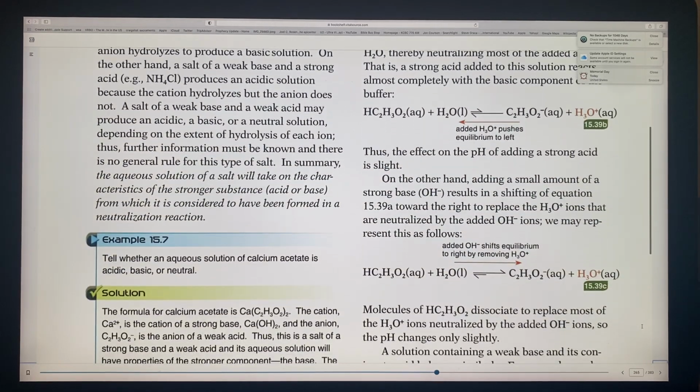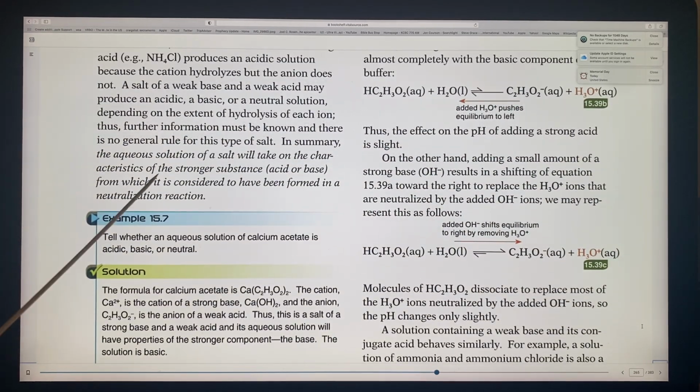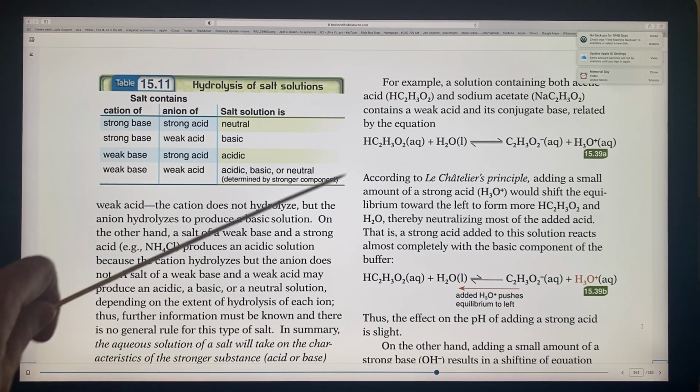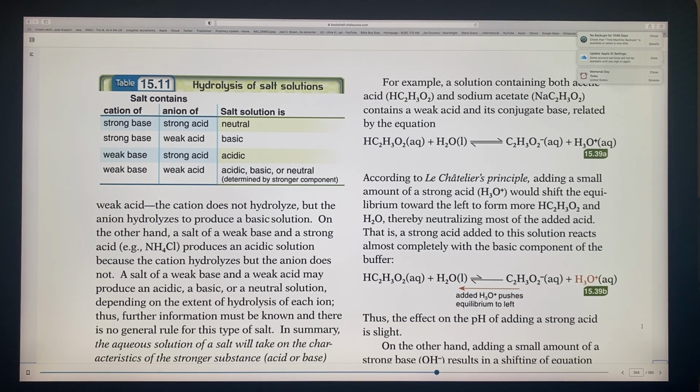In summary, the aqueous solution of a salt will take on the characteristics of the stronger substance, acid or base, from which it is considered to have been formed in the neutralization reaction. That's just what I went over here. That's the summary. There's a good summary on this table of just what I went over for the last 10 minutes, which is how hydrolysis happens. So if you have 2 ions that are very strong, it's going to be more neutral.